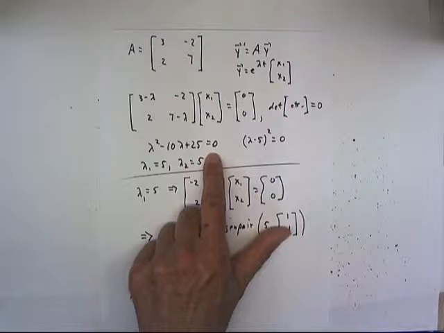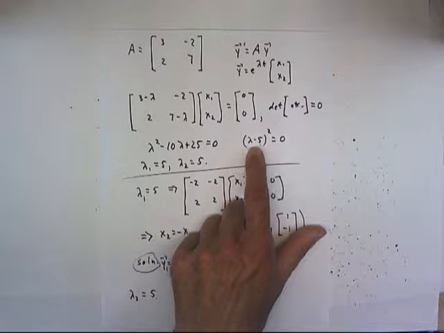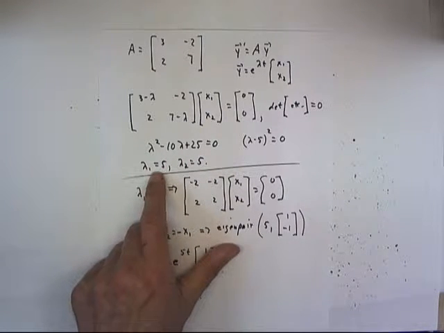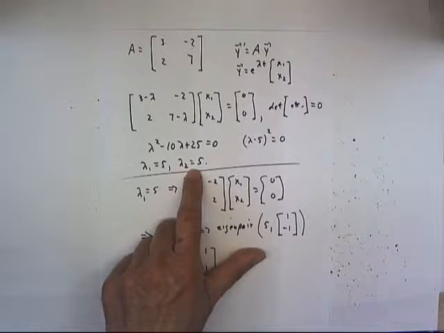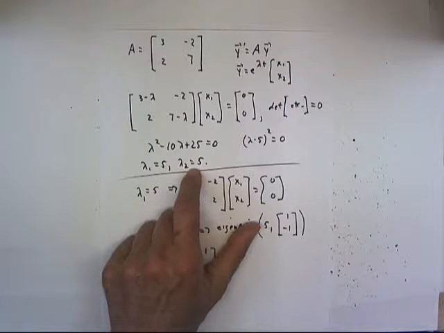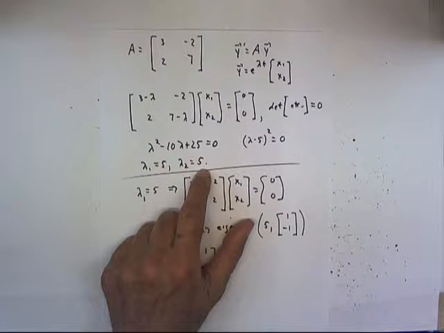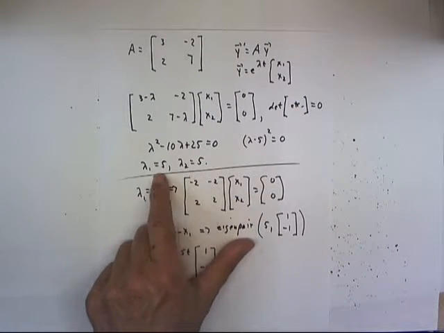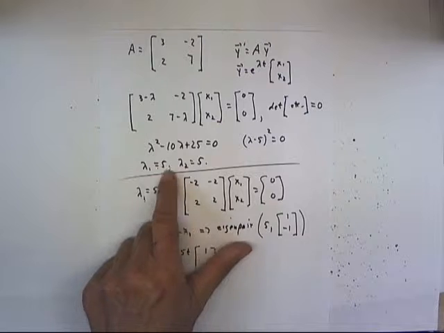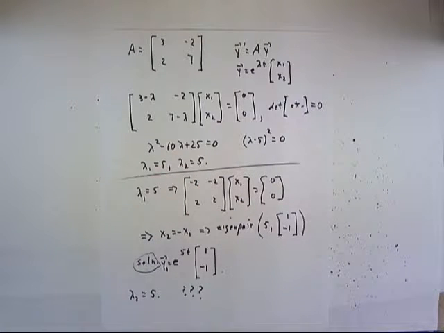This is easily factored, giving us a repeated solution: lambda 1 equals 5, lambda 2 equals 5. Had we plugged into the quadratic formula, we would have gotten 5 plus or minus the square root of 0. Again, the plus and the minus both giving us solution 5, so we again get a repeated root, lambda 1 and lambda 2 both being equal to 5.